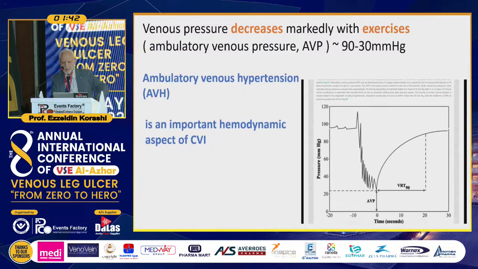Very important also to remember that the venous pressure decreases with exercise. This is quite agreed by all. The ambulatory venous pressure can be measured with some exercise. It decreases much from 90 to 30 at least, or less than this. And an important parameter of chronic venous insufficiency is the failure of the patient to decrease the pressure on ambulation.